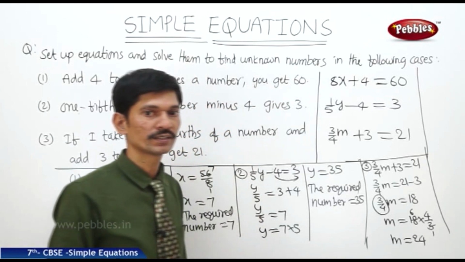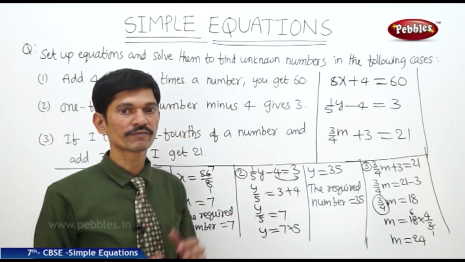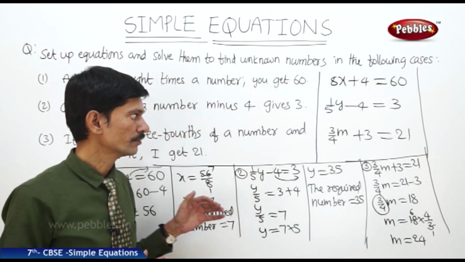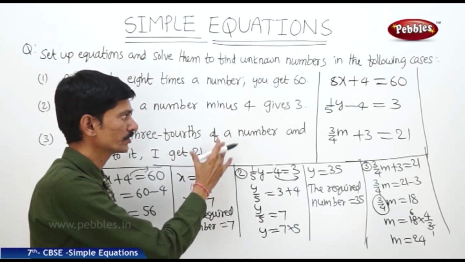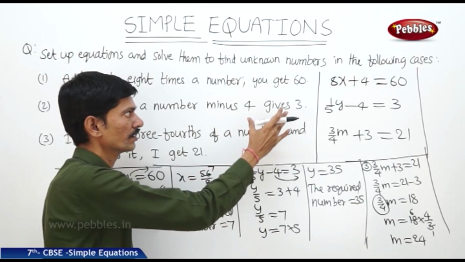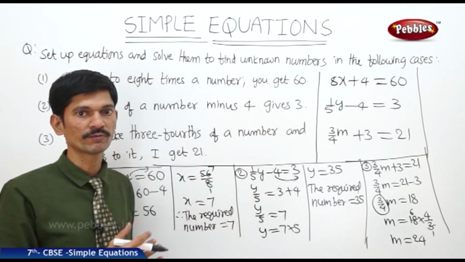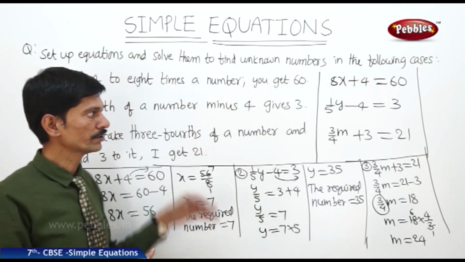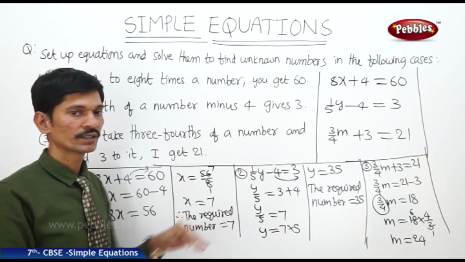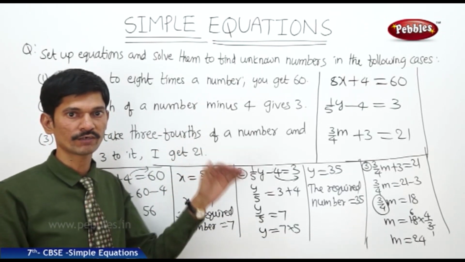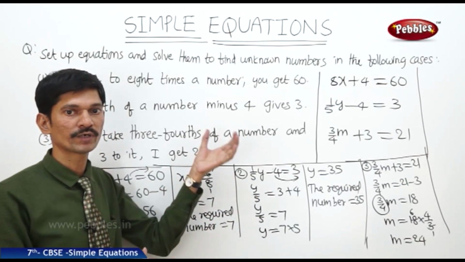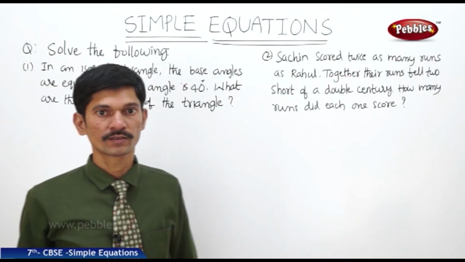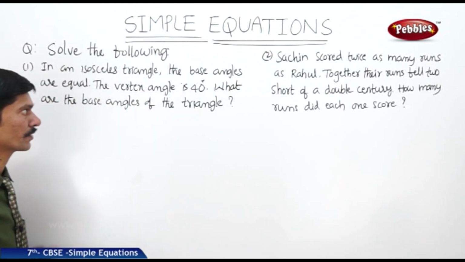Whenever any situation is given from our day-to-day life, we should read the question carefully. Then we should choose any variable like x, y, z for the unknown number. Then you should set up an equation, and then solve the equation to find the value of the variable. That solution gives the required number in the given question. Now let us solve two other problems.